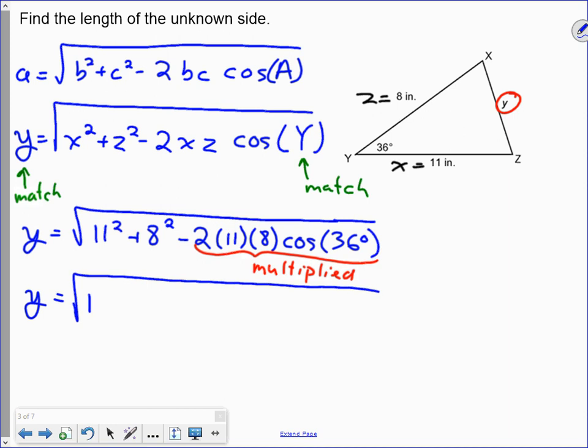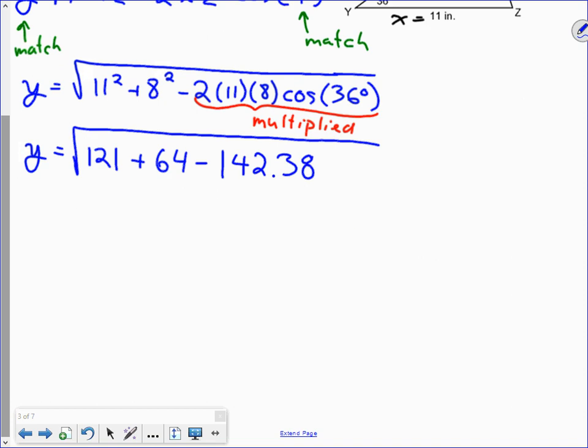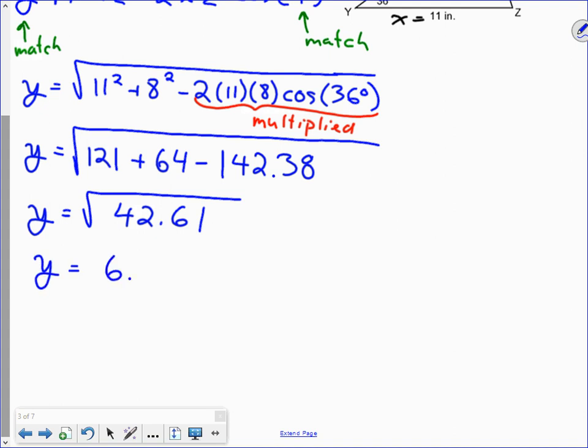So exponents: 11 squared is 121, 8 squared is 64, and then we want to subtract 2 times 11 times 8 times cos 36 degrees. Put that all into our calculator. That gets us 142.38. Now that we've done our exponents and our multiplication, we can do our addition and subtraction. 121 plus 64 minus 142.38 is 42.61. And then our last step, take the square root: 6.5. And this is going to be in inches.